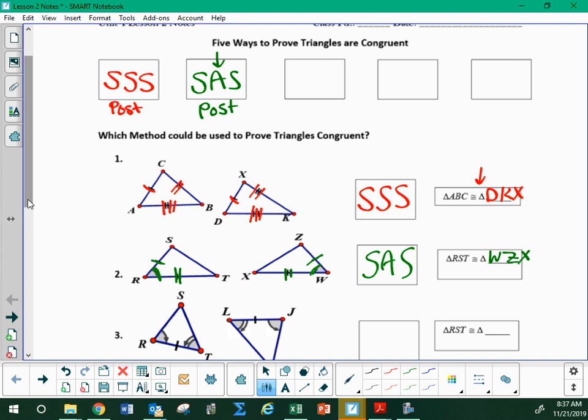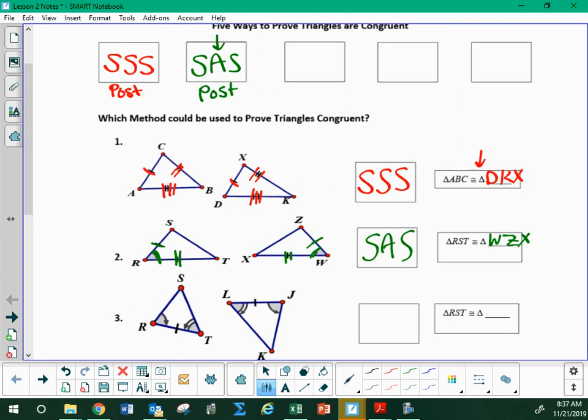Number 3 here will be our next one. We see we have two sets of angles and the side in between. So it's angle, side, angle.